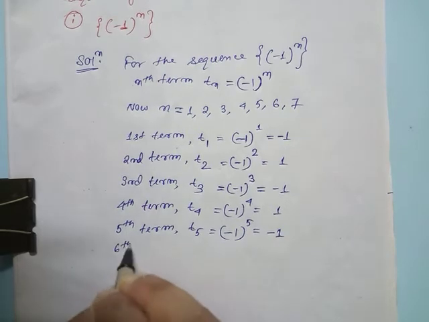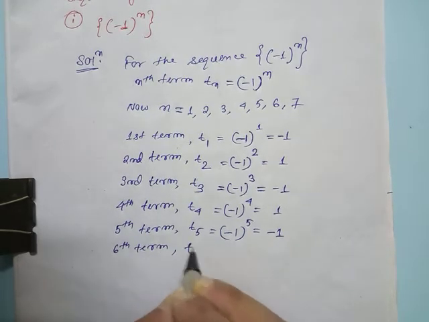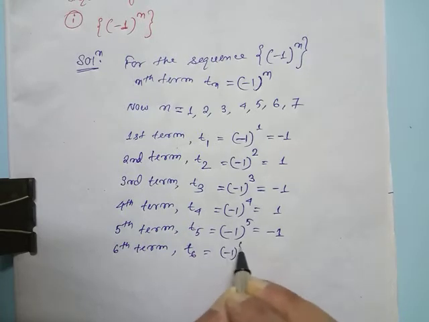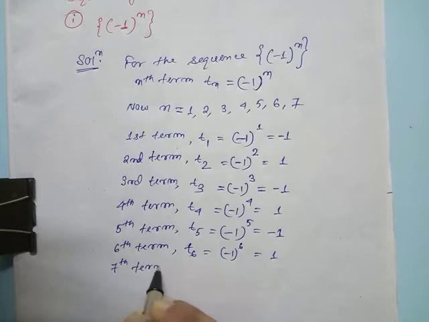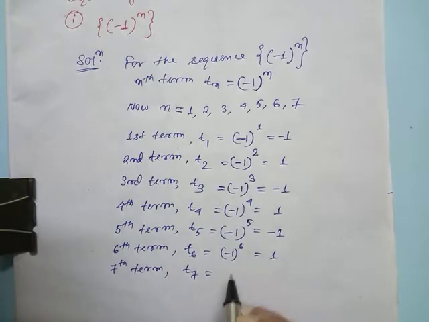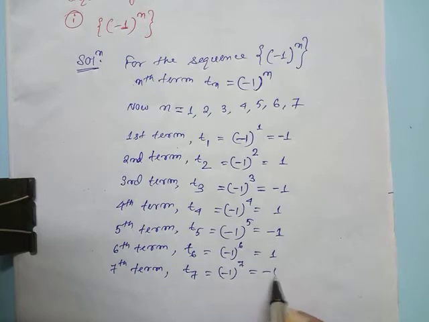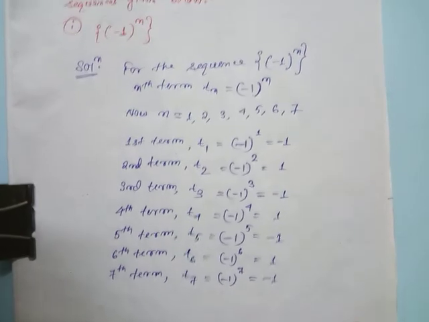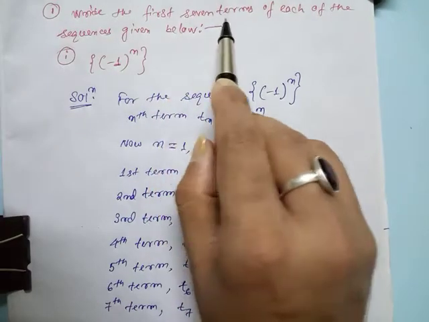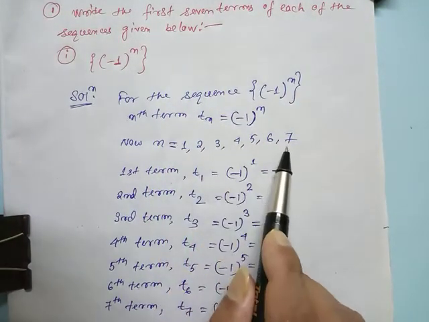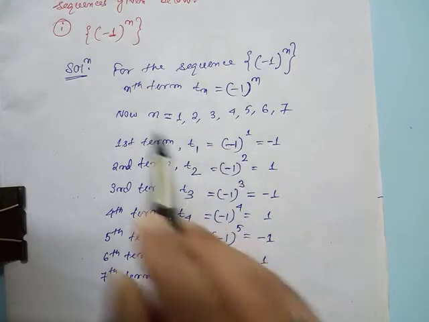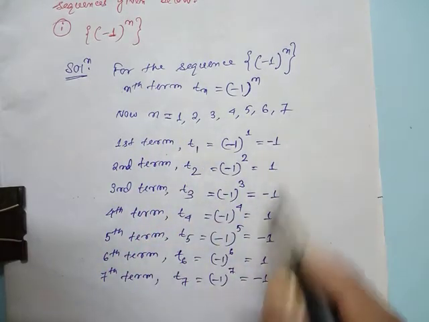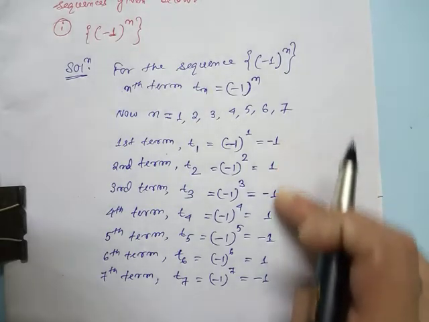And the sixth term, here it would be T6, (-1)^6, the answer would be plus 1, an even number here. And the last one is the seventh term, T7, the answer would be (-1)^7, meaning minus 1. Look, in the question it is given the first 7 terms, 1, 2, 3, 4, 5, 6, 7. Here I have shown all the 7 terms according to the question. Values of n start from 1 to 7. All values are given here, and these are the answers.